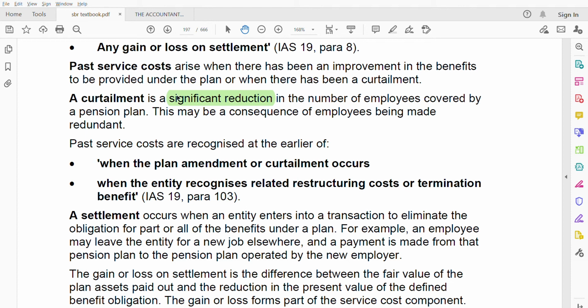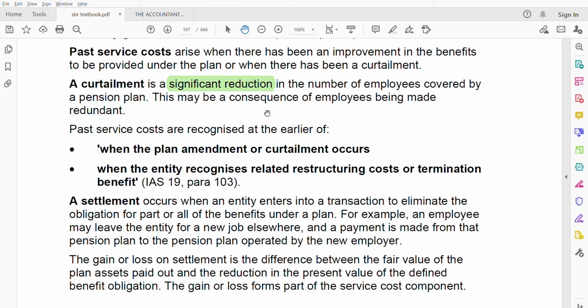Or maybe more employees came during the period, and now you have to pay more benefits to them. So it is known as improvement in the benefit or curtailment. Curtailment means reduction in employee benefits. So you should know when the past service cost should be recognized and when the current service cost should be recognized.